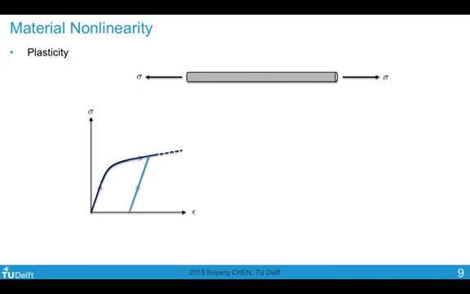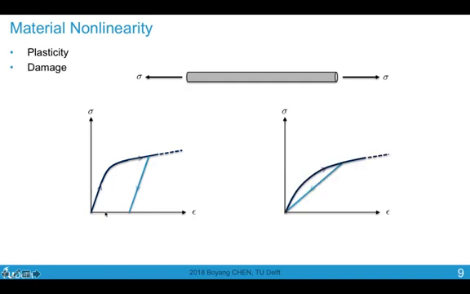So it would have plasticity, which means that the stress-strain curve will start to deviate from linearity, and if we unload it, it usually follows the original stiffness. The second type of nonlinearity, material nonlinearity, is damage. There could also be microcracks developing around the bar, such that if we unload this bar, it will initially deviate from linearity, of course, but it would follow a sort of secant stiffness path to the origin.